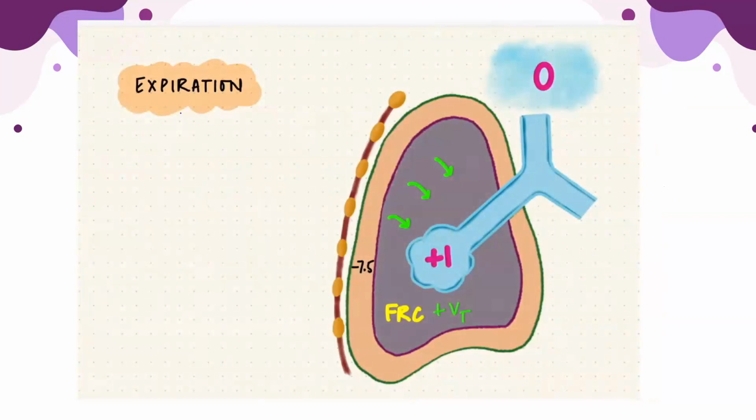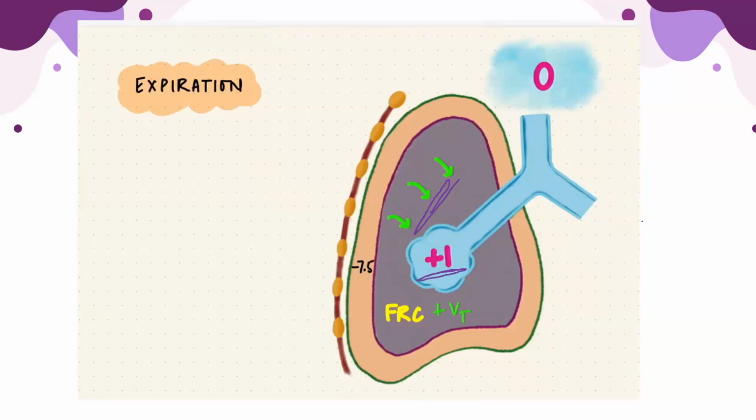Now coming to exhalation, or expiration. Basically, the recoil force of the lung is going to act. Remember that exhalation is a passive process, which means that the recoil force of the lung is mainly what acts to push the air out of the lung in the exhalation process. So the lung recoils, okay, and tries to decrease in its size. The pressure of the alveoli now becomes +1.